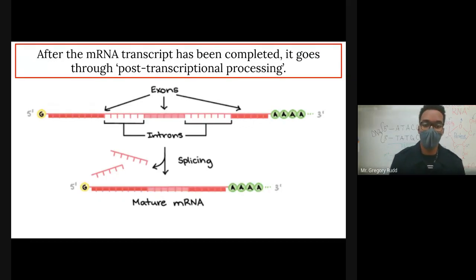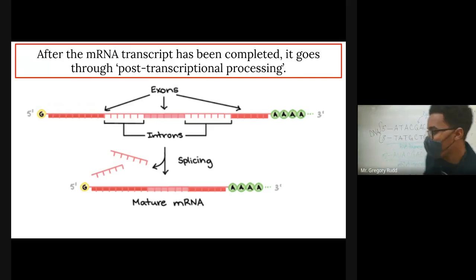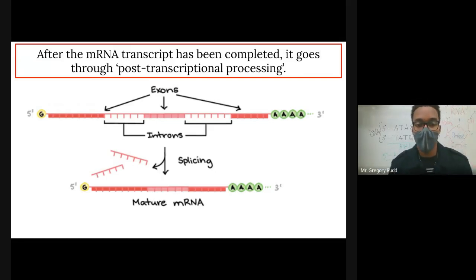I do want you to write this. This is important. After the mRNA transcript has been completed, so after we've already made this, it has to go through what's called post-transcriptional processing. So after transcription, it has to be processed, and several things happen to it.